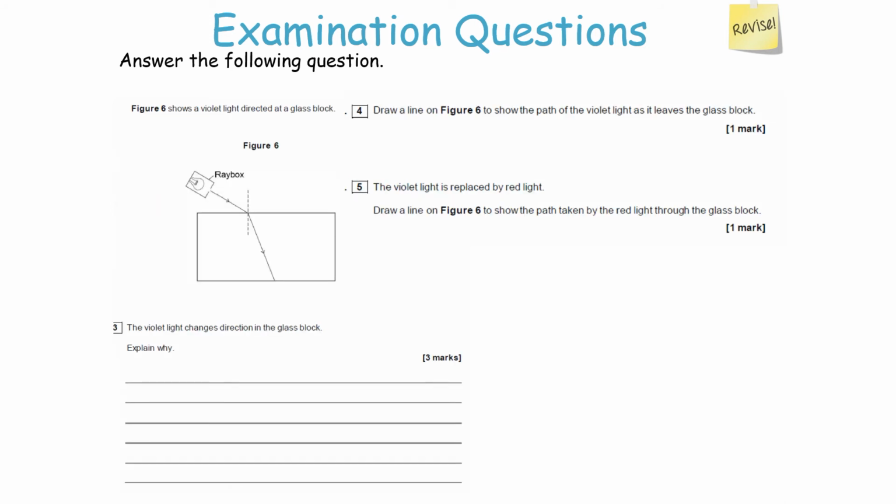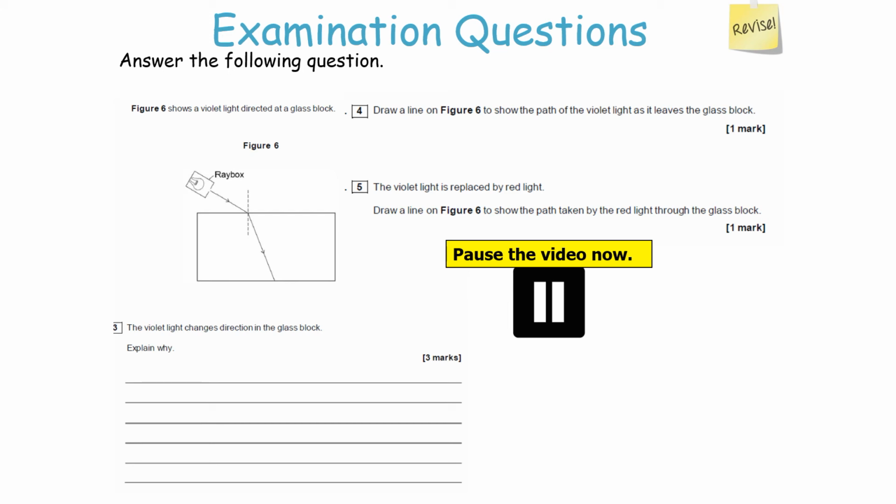Let's have a look at another question. Figure 6 shows a violet light directed at a glass block. So the violet light changes direction in the glass block. Explain why. Draw a line to show the path of violet light as it leaves the glass block. And then the violet light is replaced by red light. Draw a line on the path taken by the red light through the glass block. So pause the video now and unpause the video when you want to go through the answer.